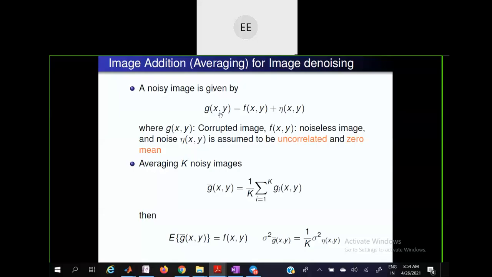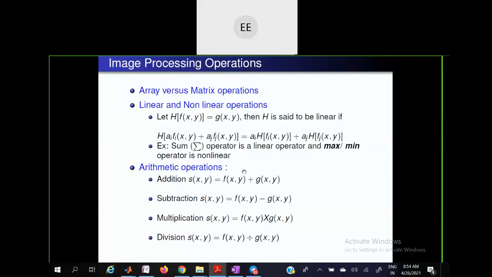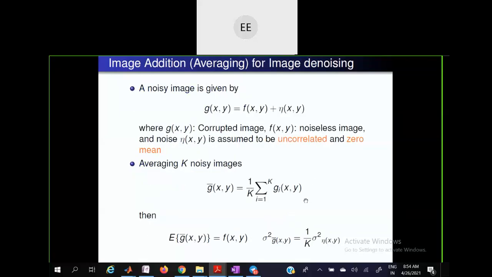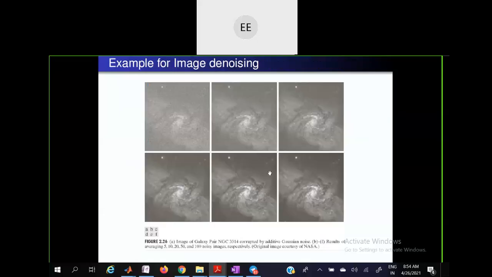Instead of taking one image, just average some k number of images. How do I average? I add all the images and divide by the total number of images. When you take an average, any noise that you have gets removed, because the mean of this noise is usually 0. So when you average images, noise is going to be nullified. In fact, that is demonstrated in this image. After averaging some 100 noisy images, you get an image which is noise free.